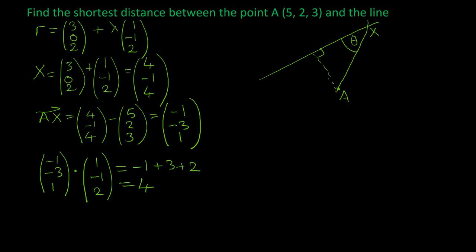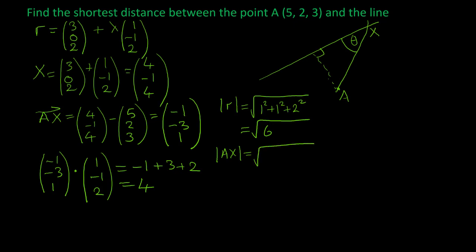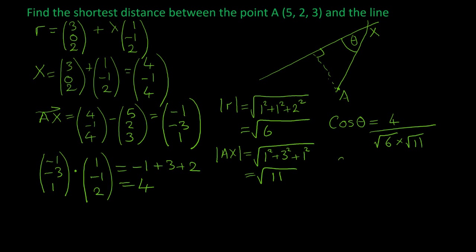We also need the magnitude of these. So the magnitude of r is going to be the square root of 1 squared plus 1 squared plus 2 squared. So that's going to be the square root of 6. And the modulus of AX there is going to be the square root of 1 squared plus 3 squared plus 1 squared. So that's going to be the square root of 11. So let's put that all into the formula. So we'll get cos theta equals the dot product, which was 4, over root 6 times root 11. So let's find out what theta is. And if you put that into the calculator, what you'll find is that you get 60.5 degrees to the nearest tenth of a degree.